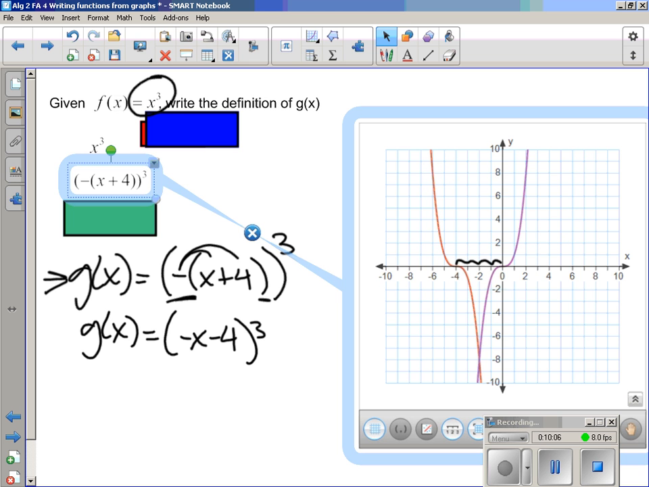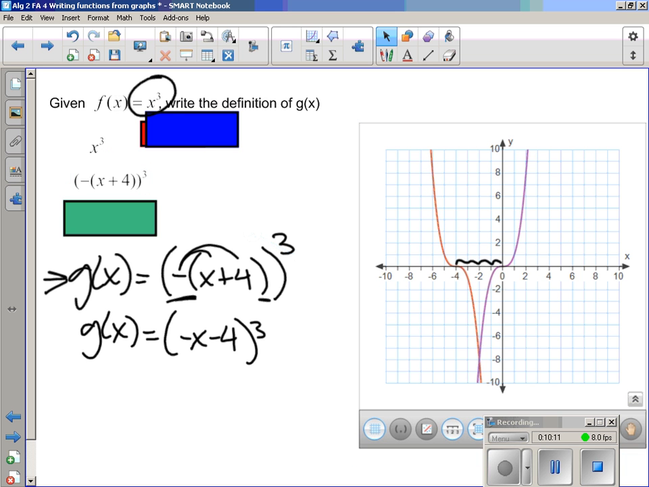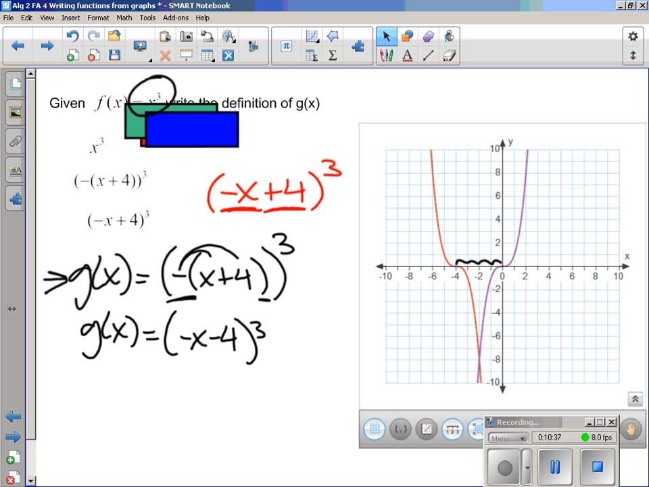Okay, and then if you were just looking at this and didn't know you had to be careful, you would probably actually write it like this, negative x plus 4. That's how you would probably want to write it, right? Because you've got the reflection across the y-axis, and a shift left 4, so plus 4. Makes sense, right? Well, that's what's here. So watch what happens.